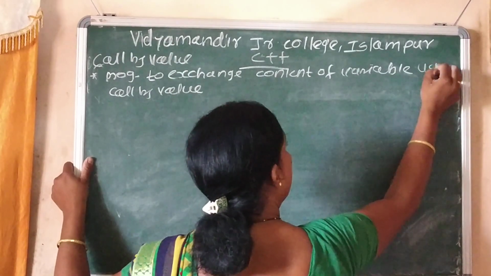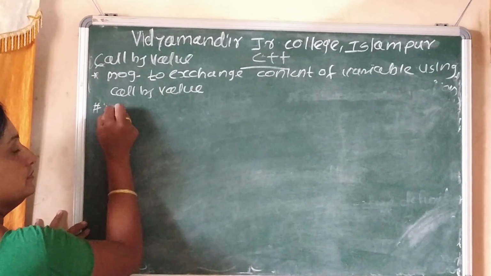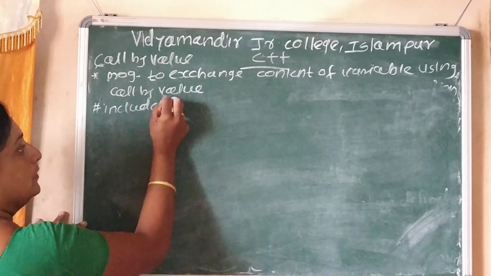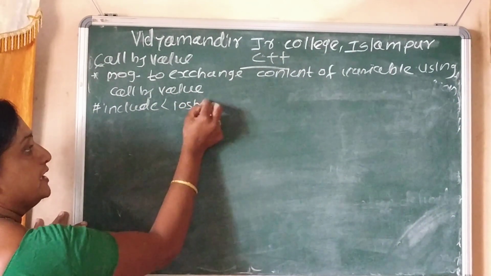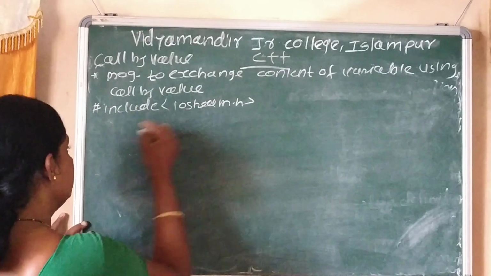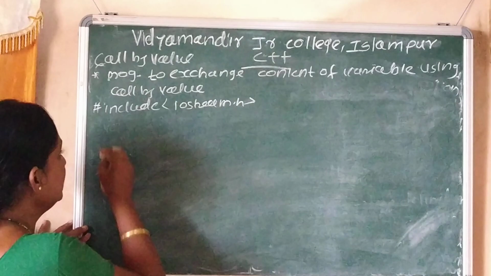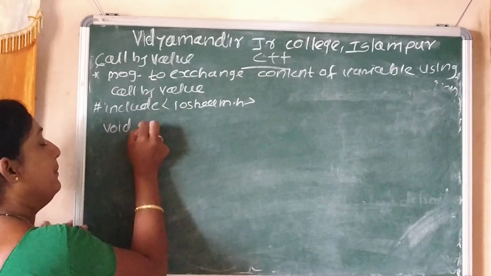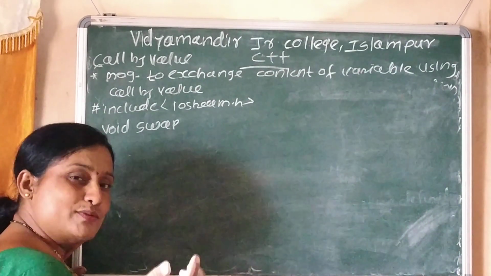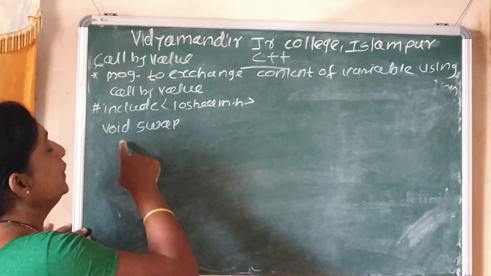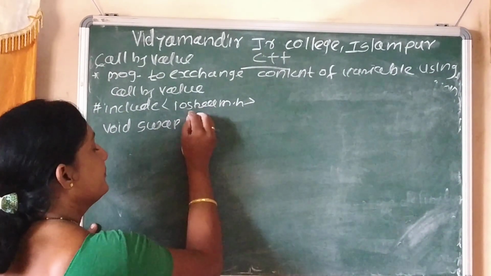Using call by value. #include <iostream.h>. Void main, or here first we declare the function void swap. Swap is the name of a function. I can use it as a swap variable because swapping means exchanging. So related to the program, I use the function name swap.